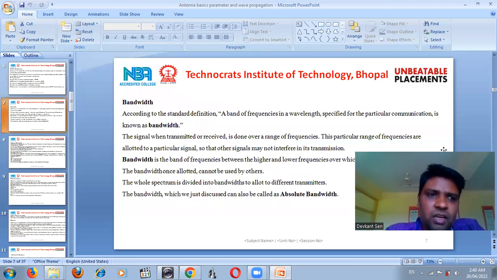Bandwidth. According to the standard definition, a band of frequency or wavelength specified for a particular communication is known as bandwidth. The signal when transmitted or received is done over a range of frequency. This particular range of frequency is allotted to a particular signal so that other signals may not interfere with its transmission. Bandwidth is a band of frequency between the higher and lower frequencies.